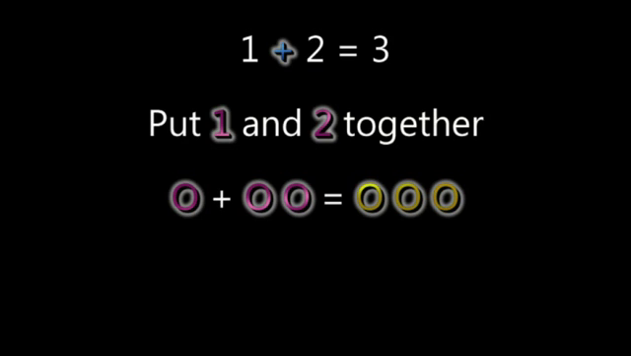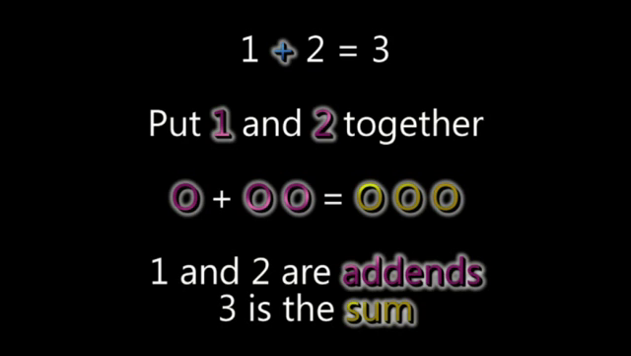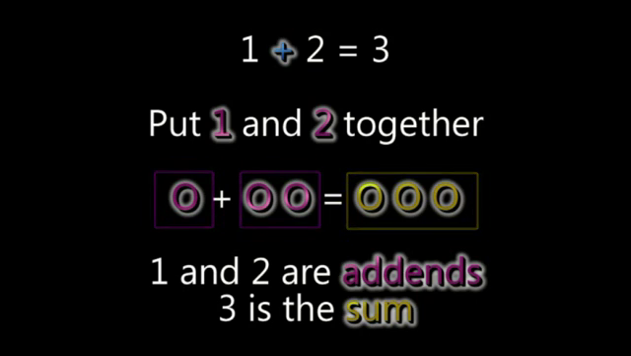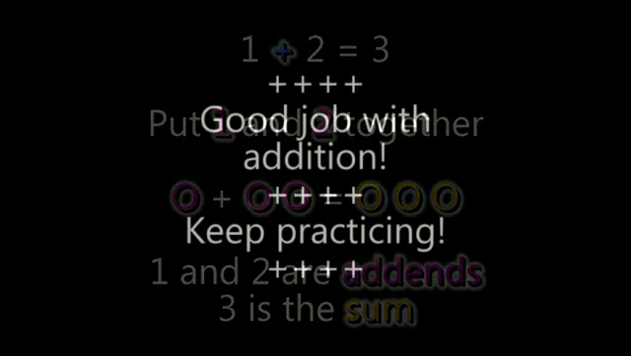1, 2, 3. So addends are the little piles that you put together. So 1 rock and 2 rocks. And then the sum is the final answer, or the big pile of rocks. So here, 3 rocks would be our sum. Good job and good luck practicing your addition.